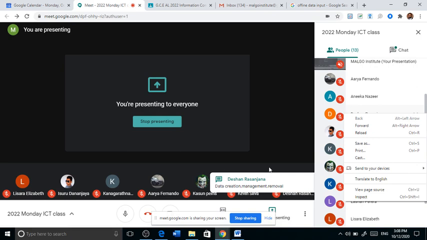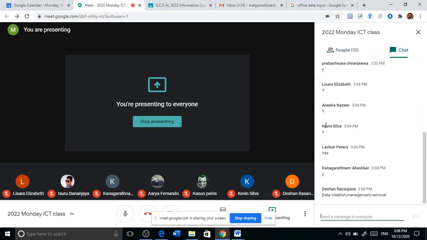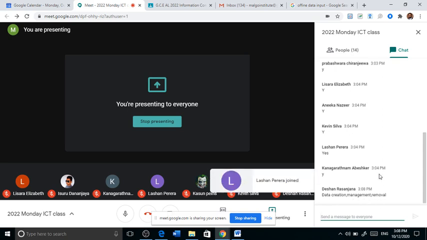Data creation, yes. Data management and removal of obsolete data, right? Okay, so mainly we have discussed the three main stages in a data life cycle: data creation, data management, and removal of obsolete data. So I think you all can remember that.